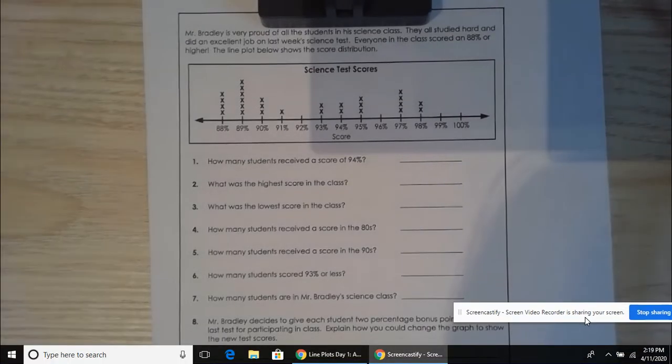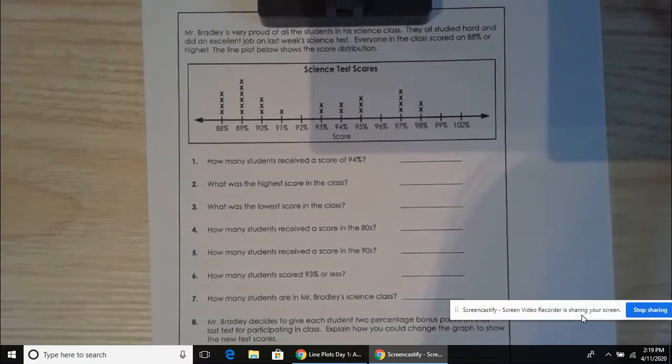Mr. Bradley is very proud of all of the students in his science class. They all studied hard and did an excellent job on last week's science test. Everyone in the class scored an 88% or higher. The line plot below shows the score distribution.